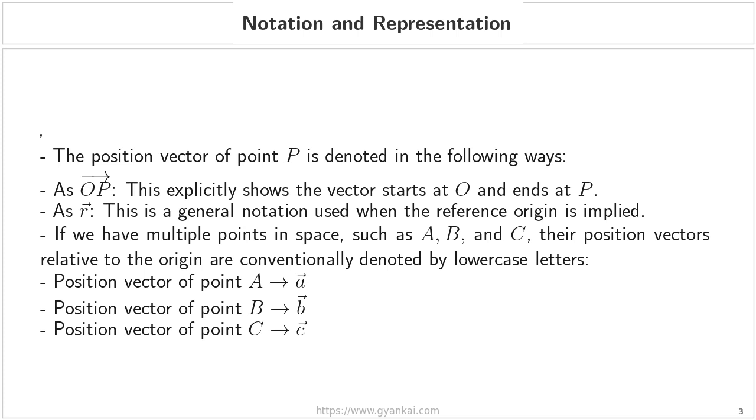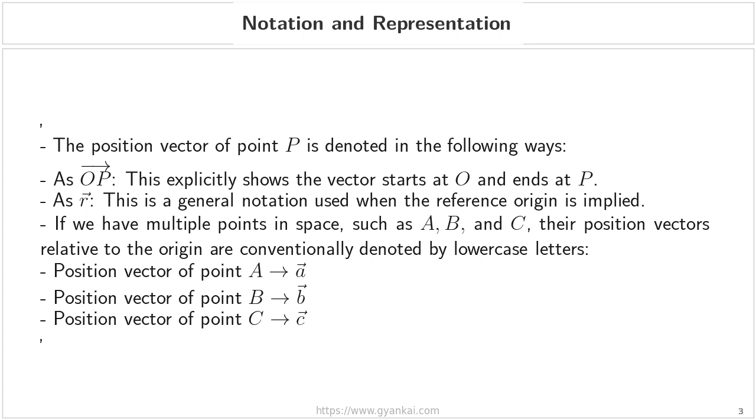Now, what happens if we are dealing with a whole set of different points? Let's say we have points A, B, and C. To keep our work organized and easy to read, mathematicians follow a standard convention. Instead of writing out vector OA or vector OB every time, we simply use lowercase letters. So, the position vector for point A is written as vector a, for B as vector b, and for C, it is vector c. This shorthand is going to be incredibly useful in the next few slides, especially when we start calculating the magnitude and distances between these vectors.